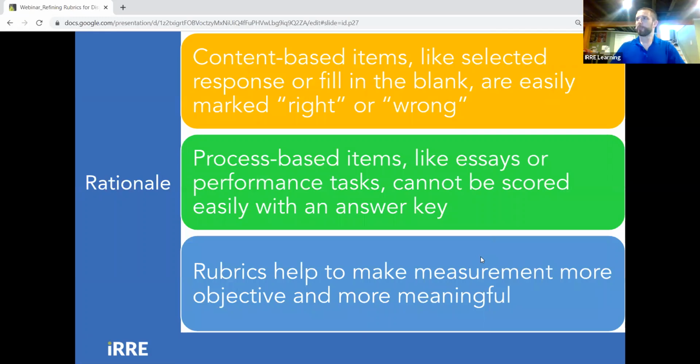So the rationale for rubrics, as I'm sure many of you are familiar with: we know that content-based items like select a response or fill in the blank are easily marked right or wrong. A lot of us might be using apps like Socrative or Kahoot and so on and so forth to help us in that easy right or wrong. Computers are really good at that stuff, at figuring out whether or not I've got the right word here or I've ticked the right box.